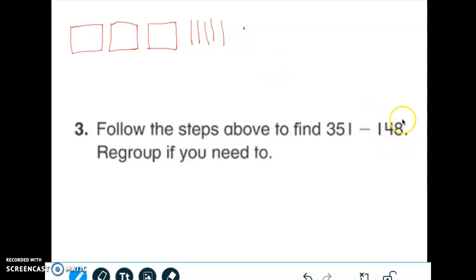So we need to subtract 148. So if I go to do that, 148 has 8 ones. I cannot subtract 8 ones, so I need to regroup. I need to take one of my tens and move it over to my ones place. 1 ten equals 10 ones. So let's go ahead and do that now.